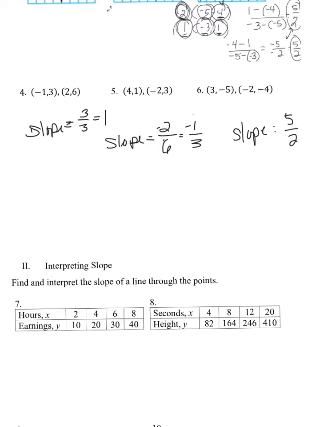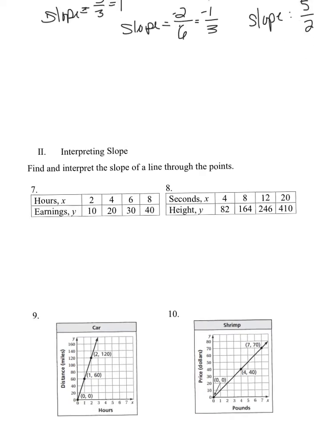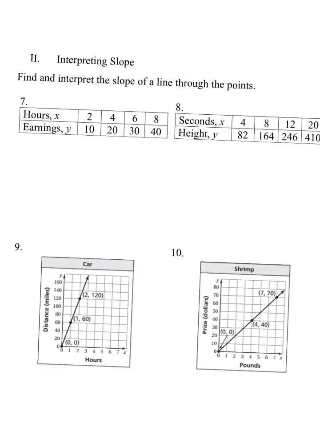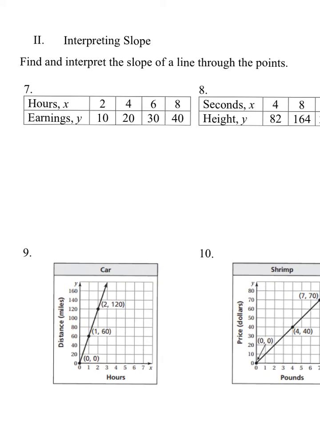Take a second and check your answers for those problems. The next section, we are going to find and interpret slope of a line through different points. So here's where you're looking at actual problems. We're looking at earnings per hour. So if you have your y value as your earnings, your x value is your hours.